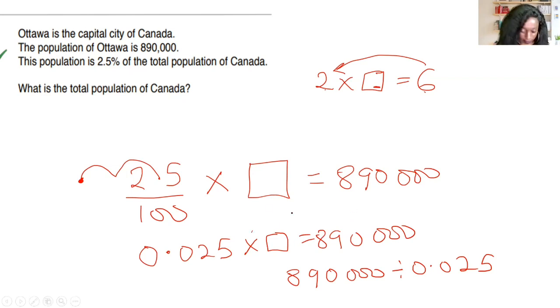So if I use my calculator to do 890,000 divided by 0.025. Let's do that again.